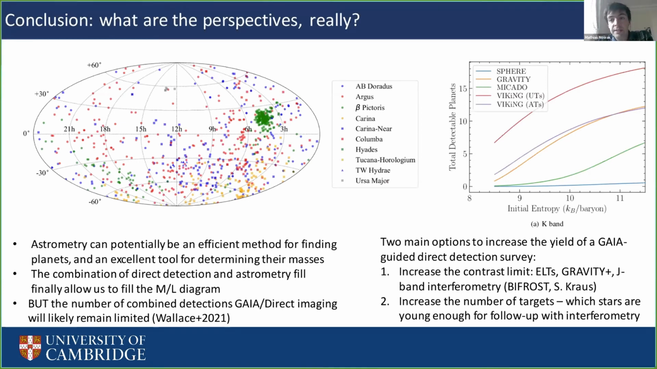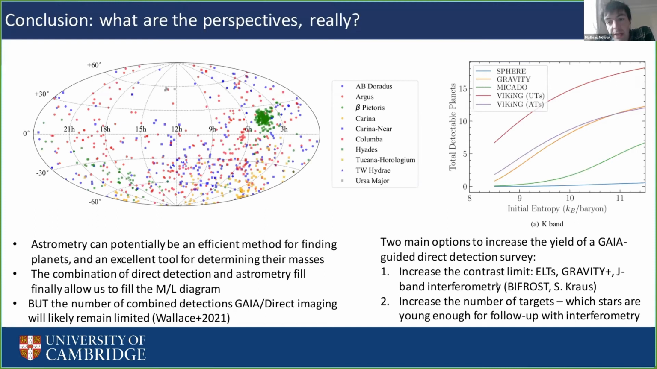And their answer can be either exciting or disappointing, depending if you were previously pessimistic or optimistic, I suppose. It's something around 10, maybe 15 planets, which is not a lot and certainly not enough for any significant statistical result using the mass luminosity diagram. But if you look at the numbers, it seems that the bottleneck in this is actually not really the Gaia astrometry, but it's probably more the direct imaging capabilities.